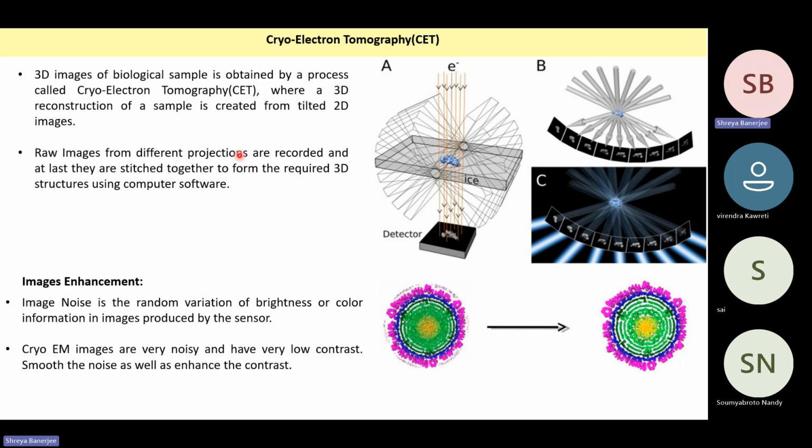Raw images from different projections are recorded and they are stitched together using computer software to form the required 3D image. Then image enhancement is done, where image noise, the random variation of brightness or color information in images produced by the sensor, is reduced. So you can see, compared to this where there is a lot of noise, in this structure the features are much more clear. There is a lot of contrast and the outlines are very sharp. So this is called image enhancement, where the structure resolution is improved.